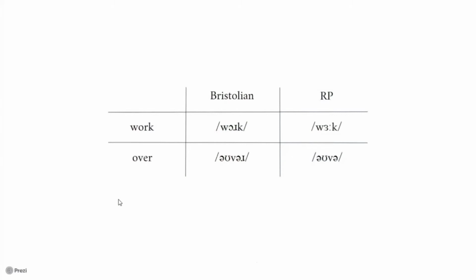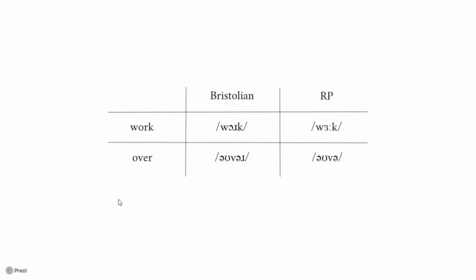In the recording, we could hear the specific pronunciation of particular words. Let us examine the differences between Bristol accent and the received pronunciation. In the first pair, we see the word work. In the received pronunciation, there is only open mid-central unrounded vowel. Work. And in Bristolian, we could hear open mid-back rounded vowel and also post-vocalic alveolar approximant.